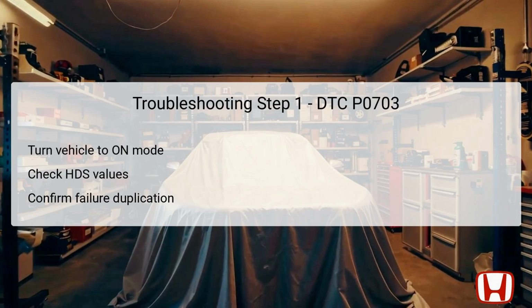The first troubleshooting step involves turning the vehicle to the on mode. This action powers the vehicle's electronic systems without starting the engine. Next, it's essential to confirm the HDS, which stands for Honda Diagnostics System, values for the cruise brake switch and idle stop switch. By pressing and releasing the brake pedal, you can monitor changes in readings. If the HDS values do not change as expected, it indicates a duplicate failure, suggesting that the brake pedal position signal is indeed malfunctioning. This initial step sets the groundwork for further diagnosis to pinpoint the issue accurately.